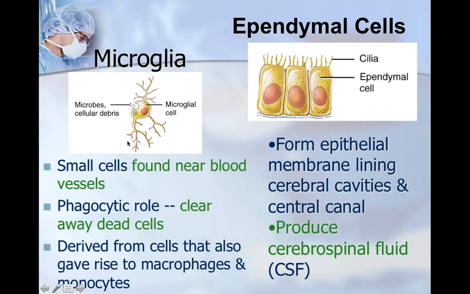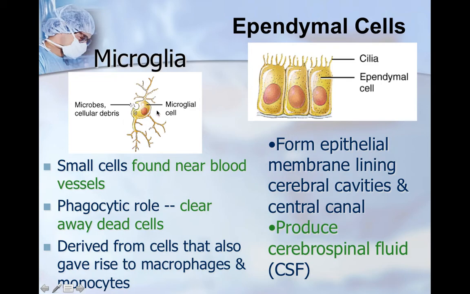Next, we have the microglia. Microglial cells, we can see here, are small cells that are found near the blood vessels, and they play a phagocytic role. What that means is they will consume and clear away dead cells and debris. So these microglial cells are really useful cells. They're our little trash compactors.